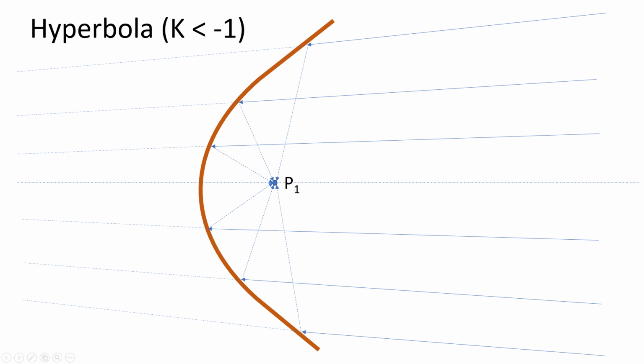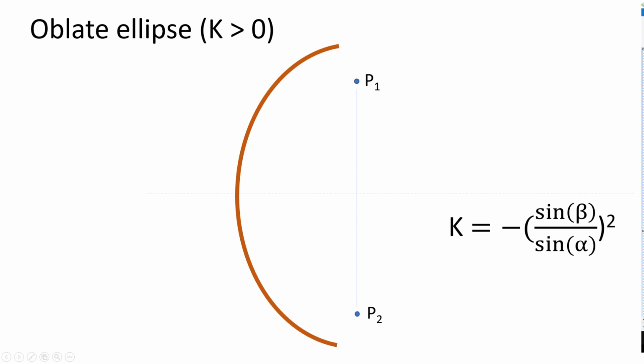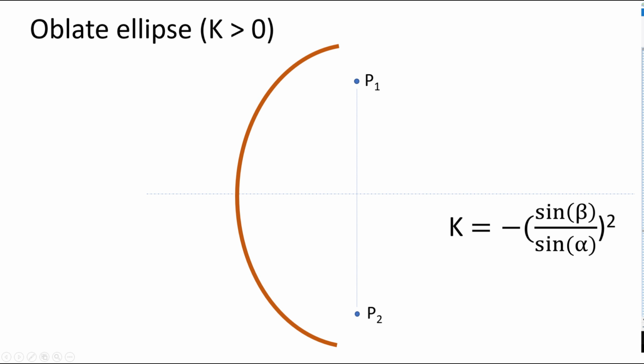There are actually more different shapes possible. So in the case that beta is bigger than alpha, the resulting cross-section is a hyperbola. And the hyperbola has a conic constant below minus 1. Now there's one more additional shape, which is called the oblate ellipse, which has a conic constant larger than 0. It's actually the same ellipse that we saw previously, but then placed on its side.